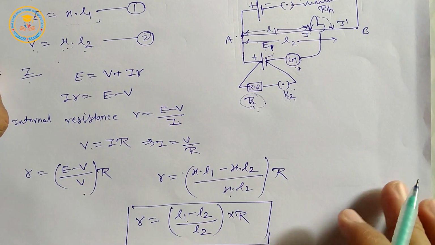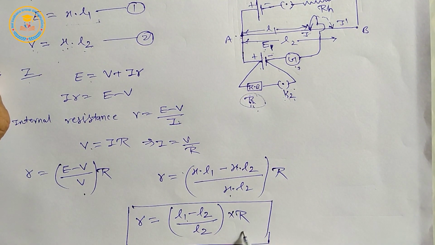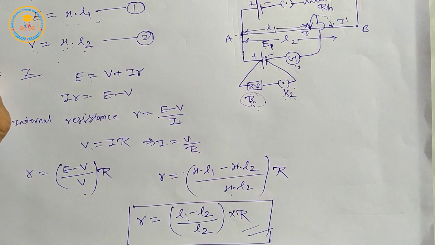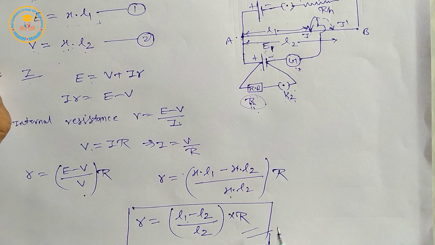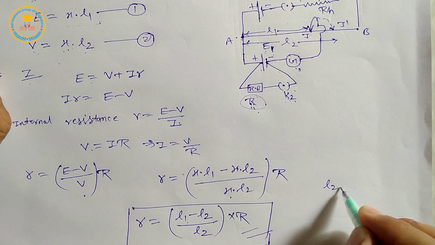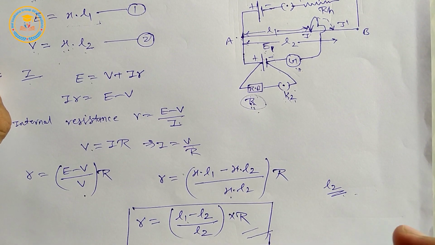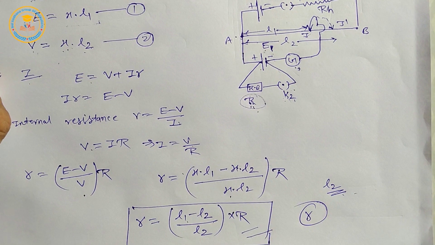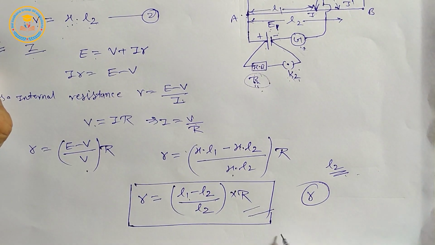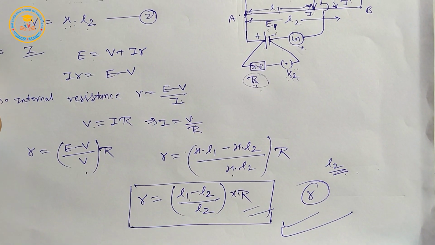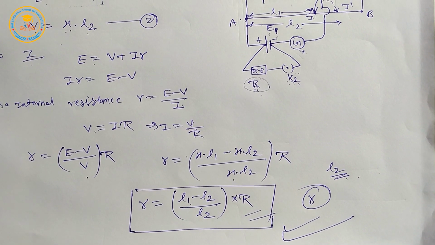Now, taking different values of this R from this resistance box, we find different values of L2, and by this we find different values of internal resistance capital R. This is the internal resistance of a primary cell.